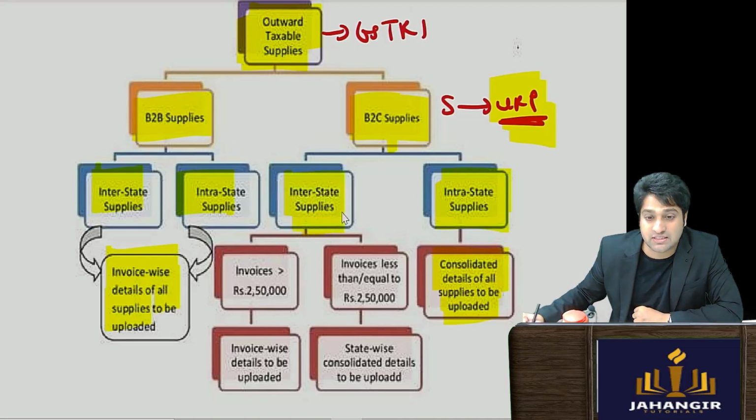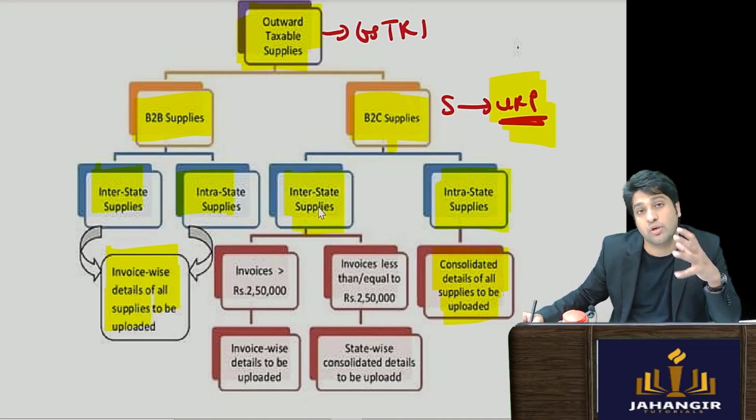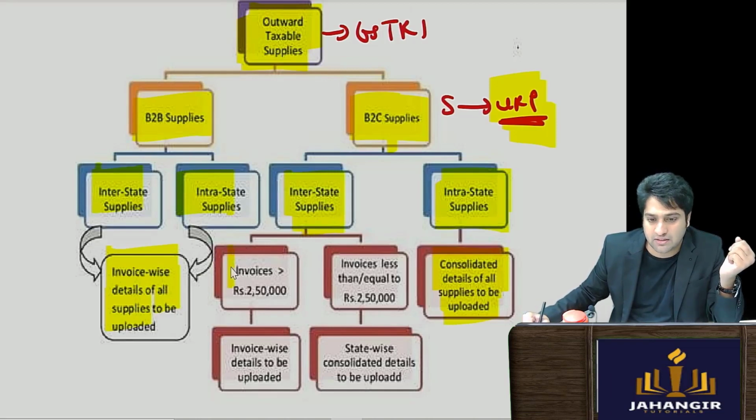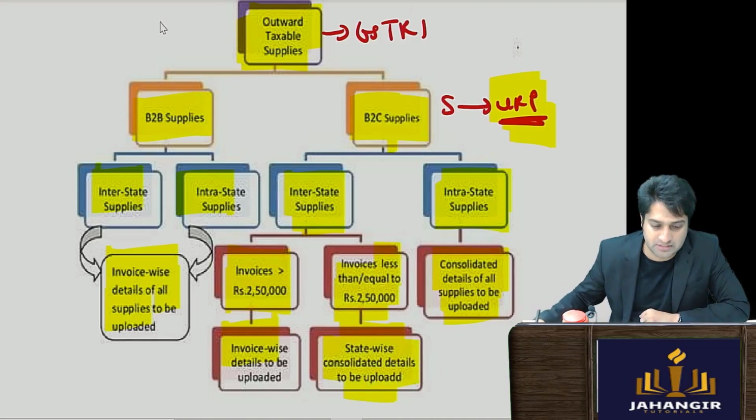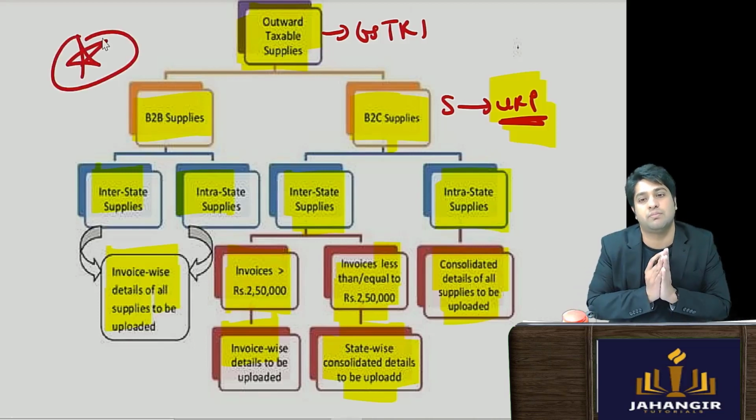If interstate supplies are made, then I have to show it state wise, and if the invoice value is greater than 2.5 lakhs, then invoice wise details. But if it is less than or equal to 2.5 lakhs, then only state wise consolidated details can be uploaded. So I hope you can just take a screenshot of this. It summarizes the entire provision.